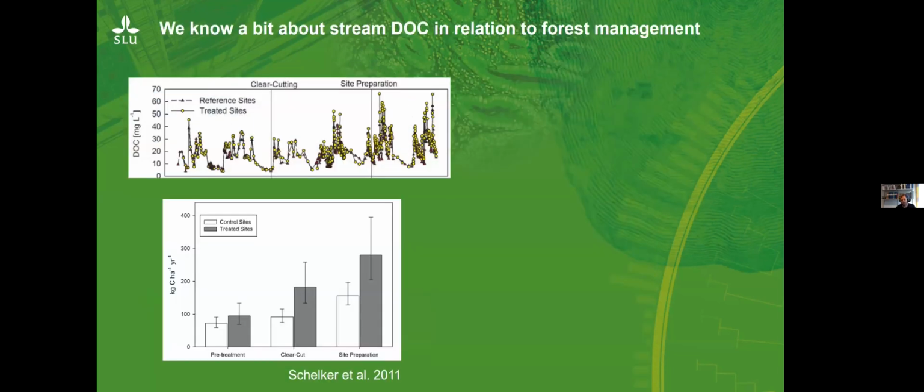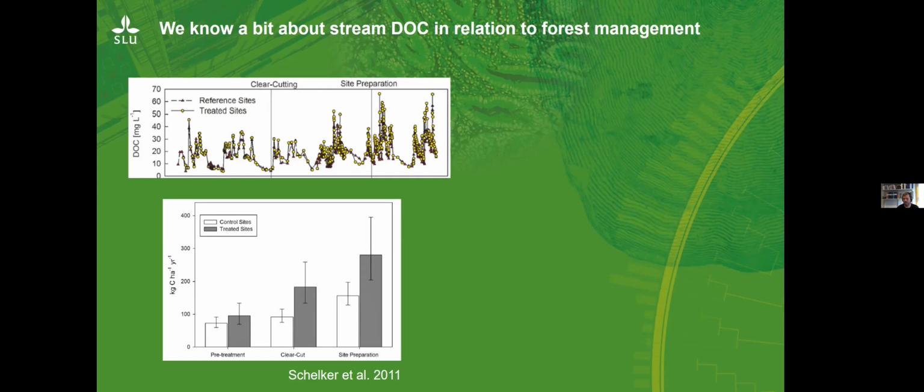What do we know then? Both Hannu and Mika showed great presentations on the work that's been going on in Finland. And there are also some examples from Sweden. This is data collected from the Dalsjö experiment conducted a decade or 15 years ago, maybe, in Västerbotten. This is data by Jakob Schelker, where they saw that the DOC concentration and the exports are increasing following clear cut and site preparation.